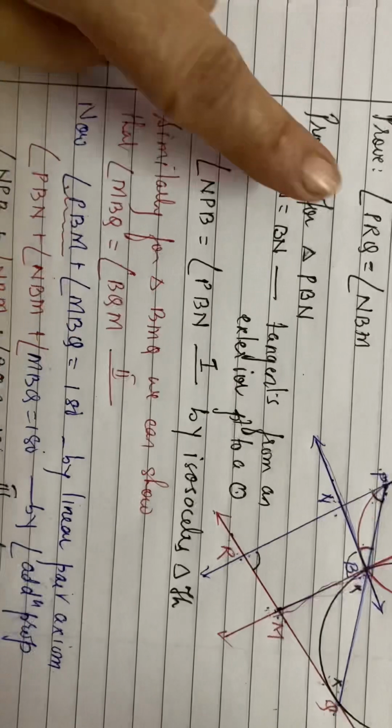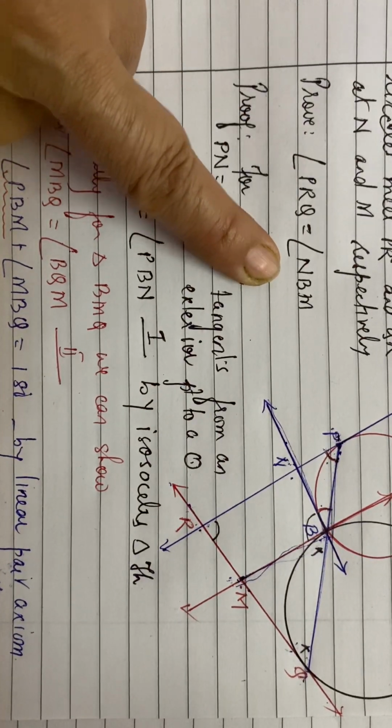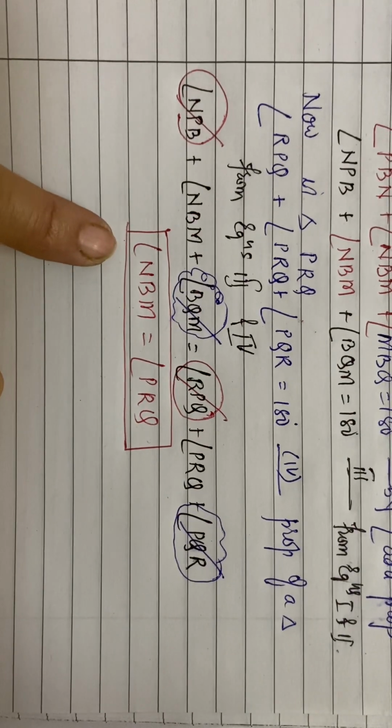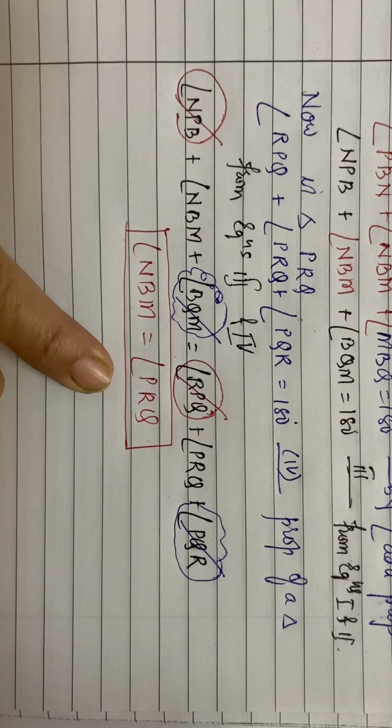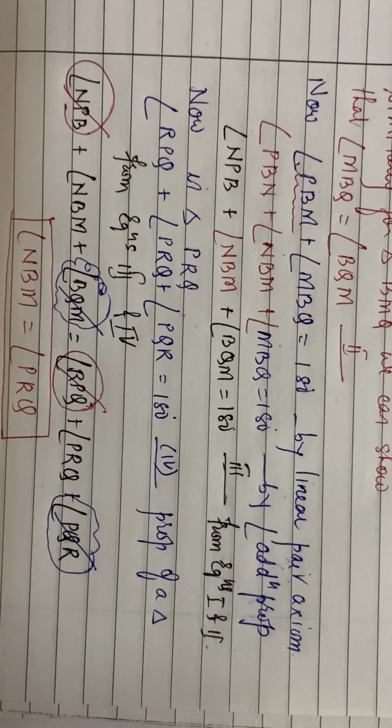See? Angle PRQ is equal to angle NBM, and we got the result. Angle NBM is equal to angle PRQ. I hope you got this sum.